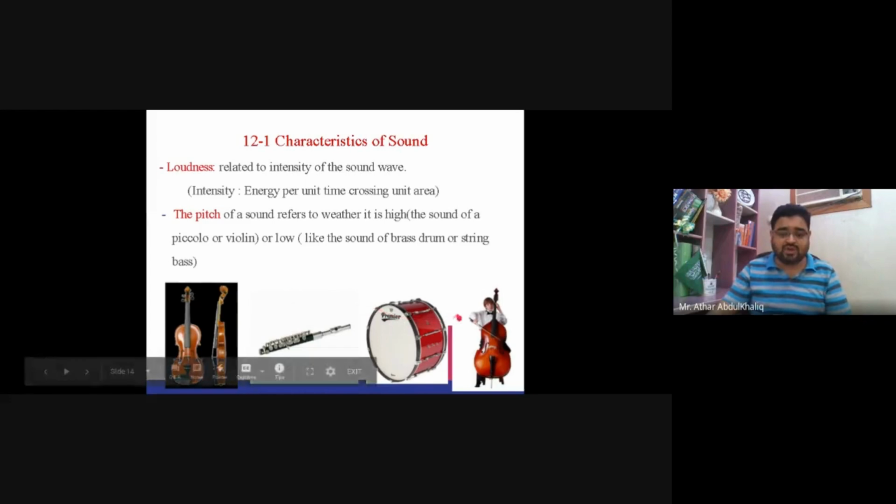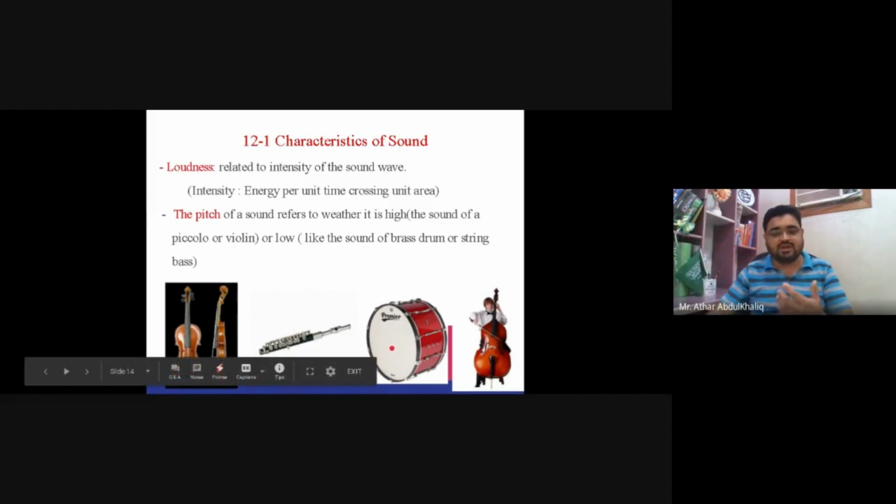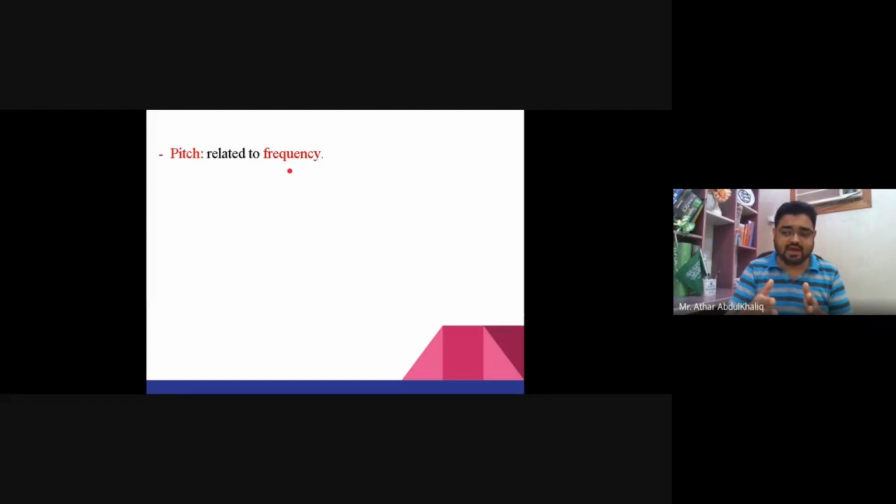For example, you have this brass drum here. The sound of the brass drum is dum dum dum. It's a grave sound. But when you are talking about the sound of a piccolo or violin, it's like ee, ee, it just irritates you. Yes, the sound of children, when they are crying or something, or ladies talking, sometimes you get irritated because of their sound pitch. The frequency is high, so it becomes like this. Frequency is how many vibrations per second.